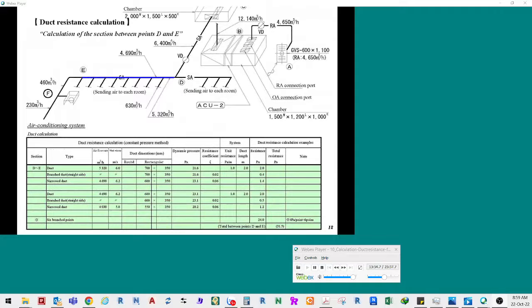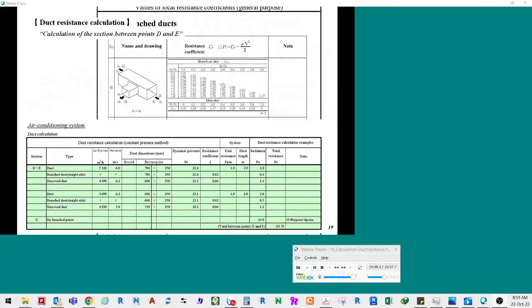To determine the resistance of the section between point D and point E, the resistance of the branched point and that of the straight duct are calculated. The resistance coefficient of the straight side of the branched point is different from that of the branched side. In this case, the resistance coefficient of the straight side is used, so see the main duct. Calculate the wind velocity ratio of the non-branched side to the branched side to determine the resistance coefficient.